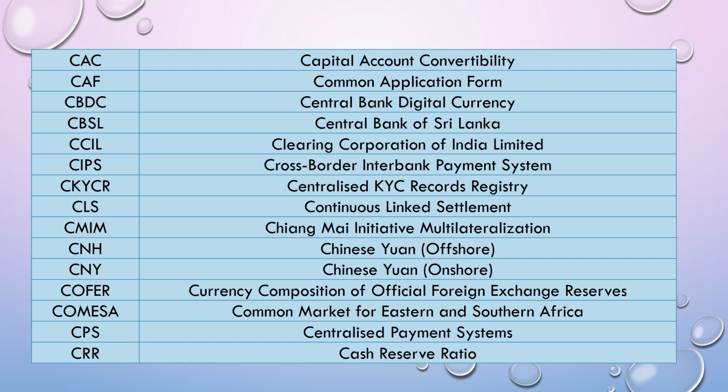CRR, Cash Reserve Ratio. In simple terms, the cash reserve ratio is a certain percentage of cash that all banks have to keep with the RBI as a deposit. The percentage is fixed by the RBI and is changed from time to time by the central bank itself.